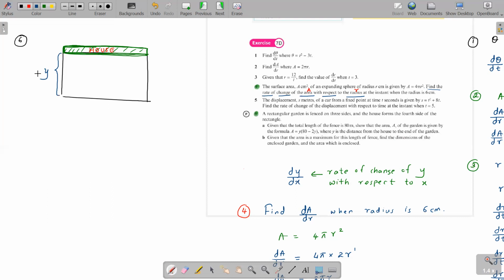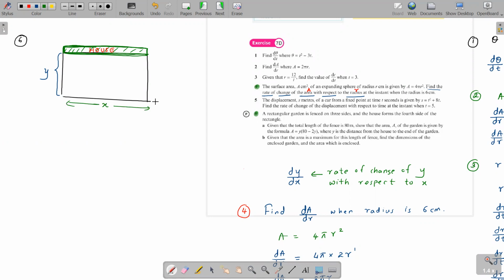Do you hear me? You can't use y on the other side. If you use y on the other side, you will not get the show that. So y is the distance from the house to the end of the garden. Then you are supposed to get this show that for the area. Are you all with me? For the other side length, we will use another variable. To find the area, I need to know the length and width. So for the width, shall I use x here? I'll show that it is in terms of y.